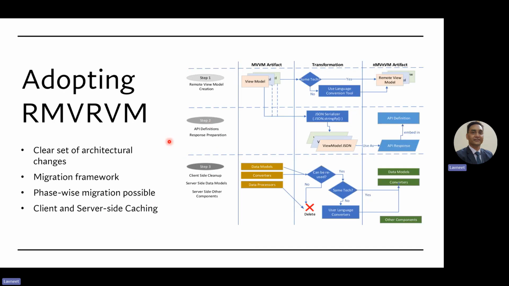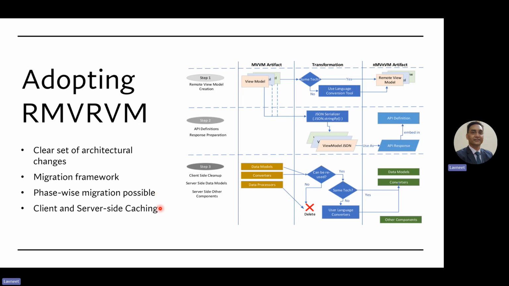We have also come up with extensive guidance on how we can adopt this RMVRVM framework. For example, there is a clear set of architectural changes that are required. This migration framework is also provided. We also understand that many applications may have hundreds of pages where the MVVM design pattern is applied. So moving them all together to RMVRVM may not be possible. So phase-wise migration is also possible.